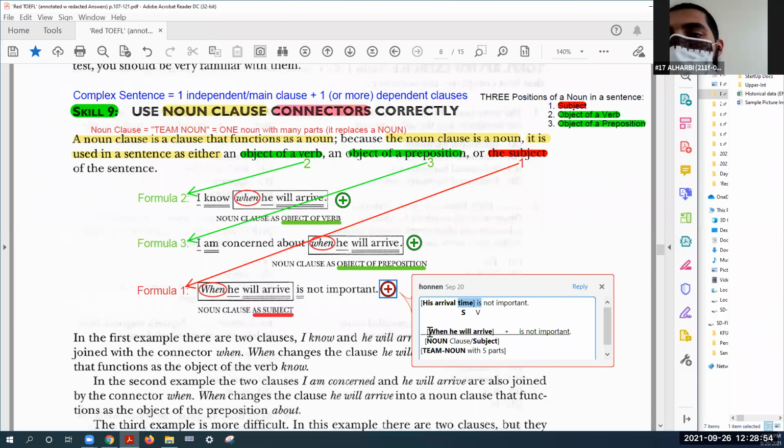Now look, read this. "When he will arrive is not important." Okay, so what is this inside the brackets? It's a noun clause. Why? Because it has connector, subject, and verb. Is this a clause? No, it doesn't have a connector, and there's no verb. Just the noun: time is not important. But here: connector, subject, verb. When he will arrive is not important.